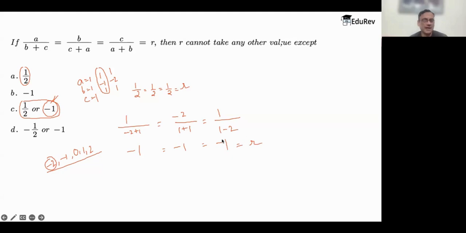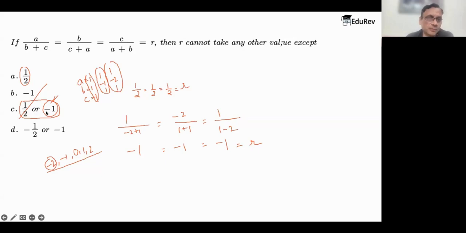Right? So R is half is possible by taking 1, 1, 1, and -1 is possible by taking 1, -2, 1. And it does not matter which one you take as -2. Any one can be taken as -2, and the other two can be taken as 1, 1. Hence, R cannot take any value other than half or -1. C will be the answer for this question. Right? So this is by back substitution, where you put answers from the choices, put values in the question and try and figure out. Otherwise, let's look at the proper method also.